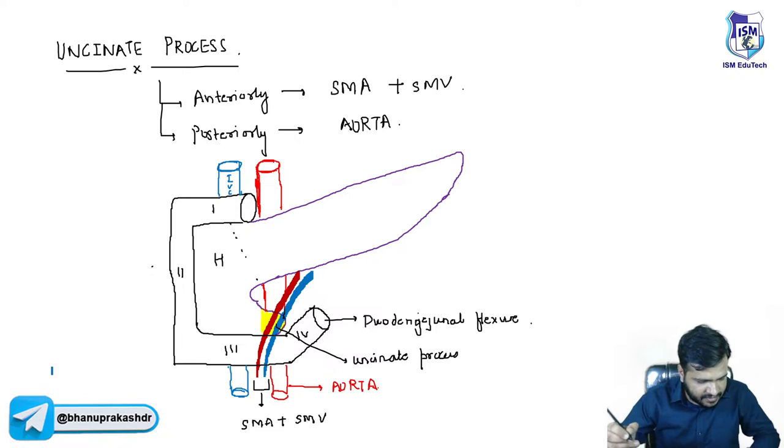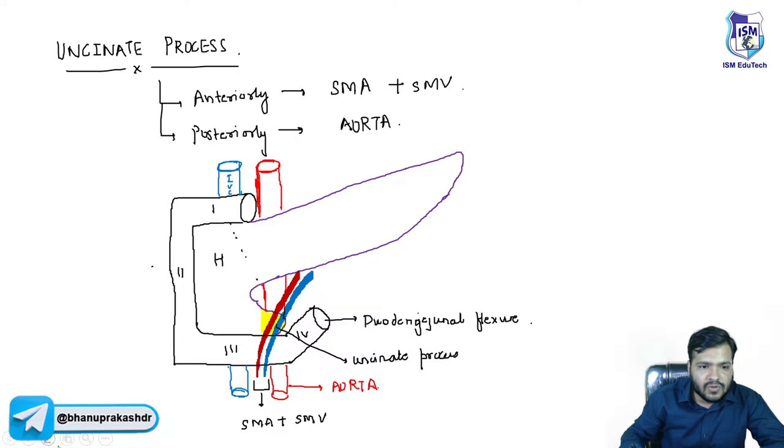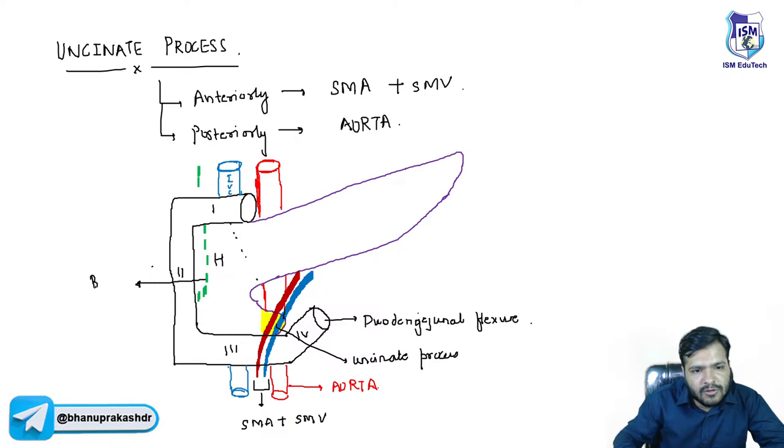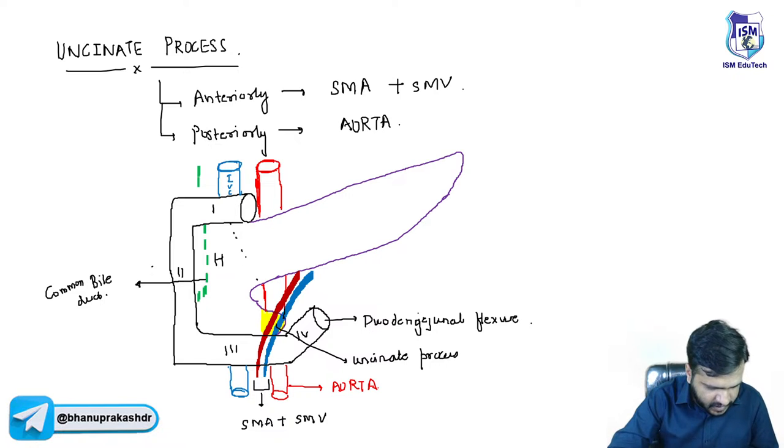You can also show the bile duct. Dimple, Garima, Satvik, very good, beta. But remember the bile duct is posteriorly present, okay. So remember, beta, this is the common bile duct which is posteriorly present. You can draw this as well.